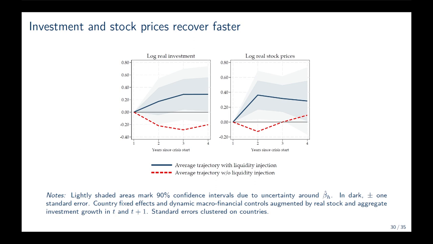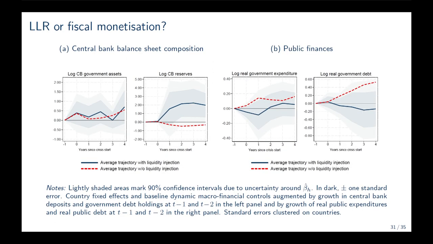Look at investment and stock prices, also something that some of us will have in mind from previous crises. The average trajectory without liquidity provision is much worse. It takes much longer for investment to recover. The stock prices are much more depressed for a longer period, whereas the interventions push them up. And I think a lot of that rhymes with what we've seen in crises in the past few years. So is this really about lender of last resort operation, or is this about something else?